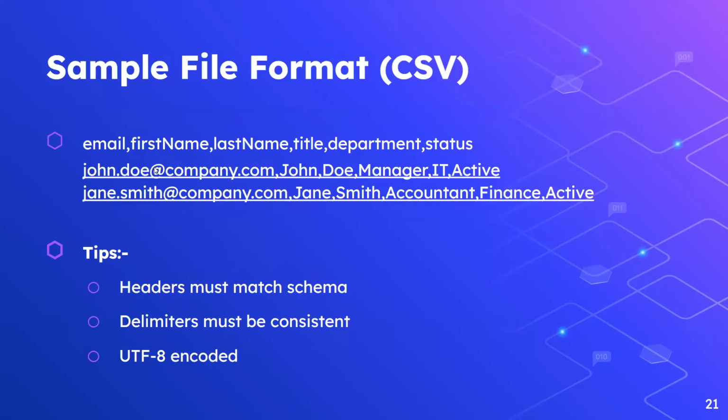This is basically the file format. You can see it is separated by comma. You have already seen it, just as an example. Email, first name, last name, title, department, status, and then there are the values. Like I told you, there are column headers. The first row is the column header. If this is not there, for email, first name, last name, then you have to provide it separately in that tab in the application onboarding part.